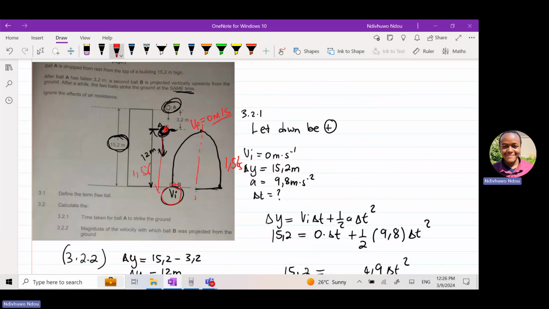And then when we moved to ball B, it was quite different because ball B had to go up and down. And we then considered the half motion, right? Hence, we had to divide that total time by 2, so that we consider the half motion. And we used that to find the initial velocity.